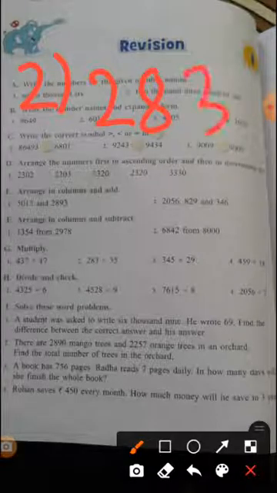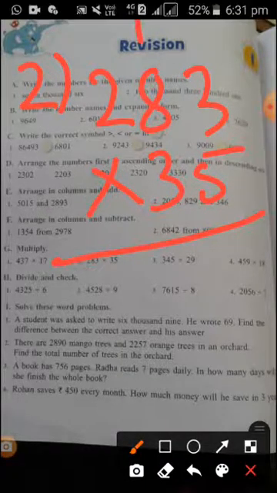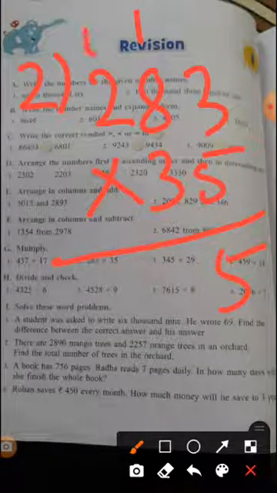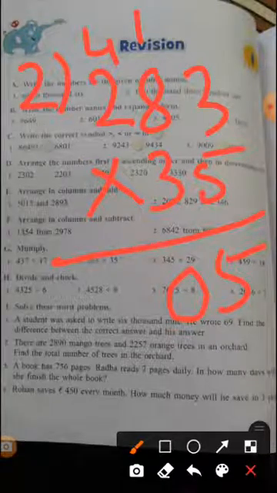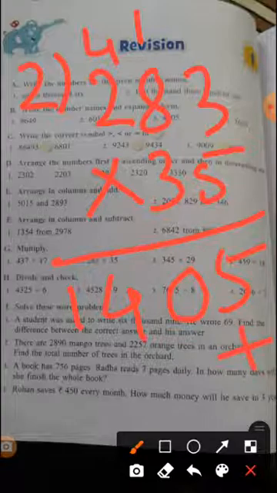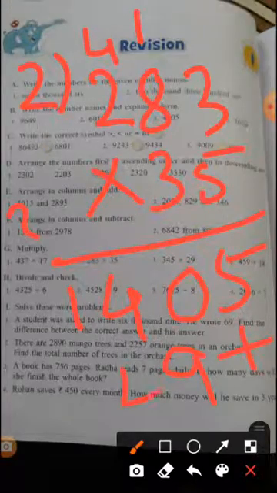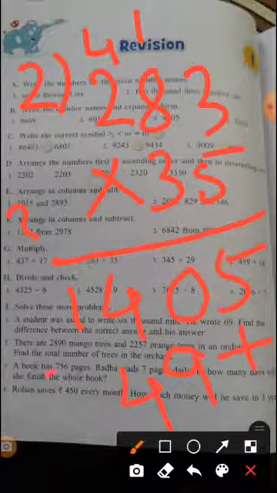283 multiplied by 35. 5 threes are 15. 8 fives are 40. 5 twos are 10 plus 4, it becomes 14, plus 3 threes are 9. 8 threes are 24, 2 carry 4. 3 twos are 6 plus 2, it becomes 8.